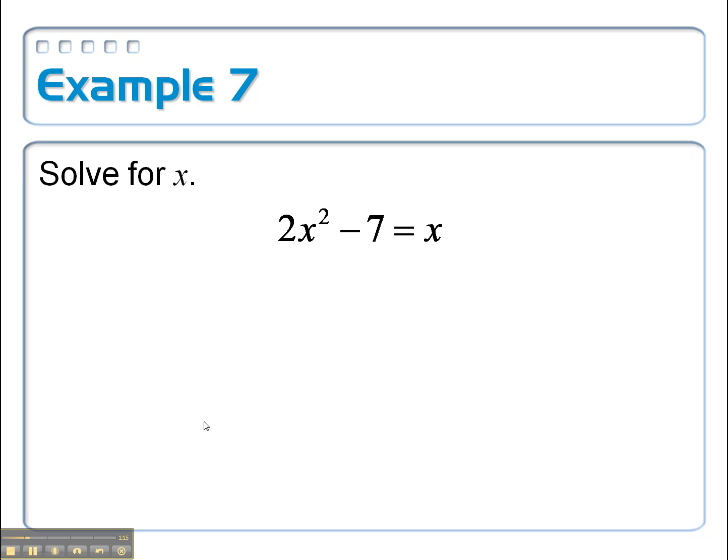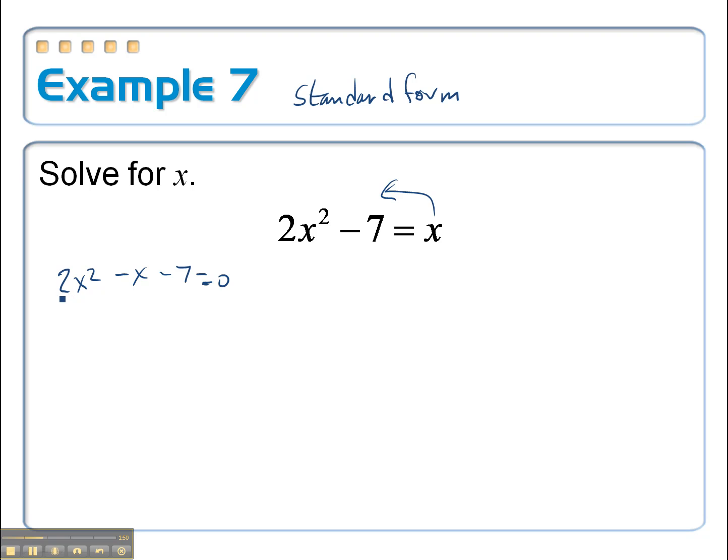So let's look at this next one, example 7. Remember, I got to put this thing in standard form, which just means that I want to make it equal to 0. And you want to put them in order, so the x squared term is first, and then the x term, and then the constant. So I have to subtract this x over here, so I have 2x squared minus x minus 7 equals 0. Okay, just like on the previous example, I got a 2 up front, so I'd have to use the AC method.